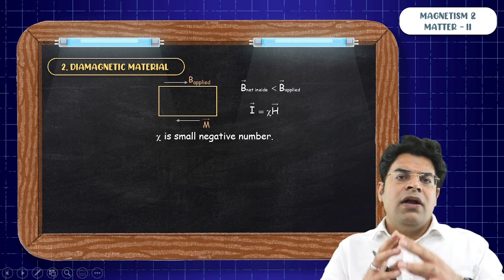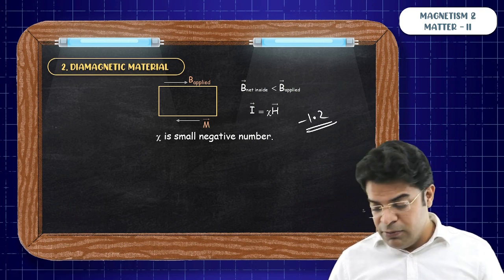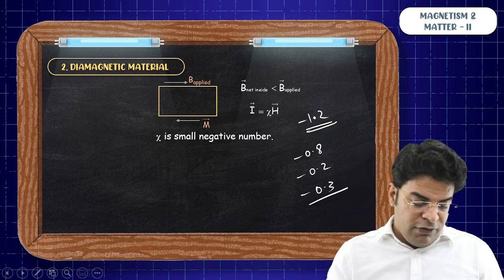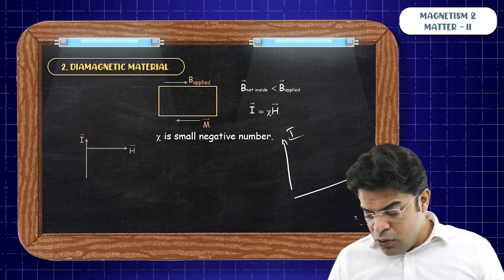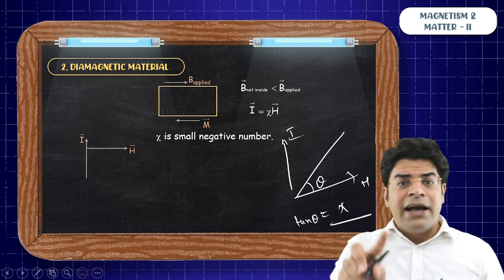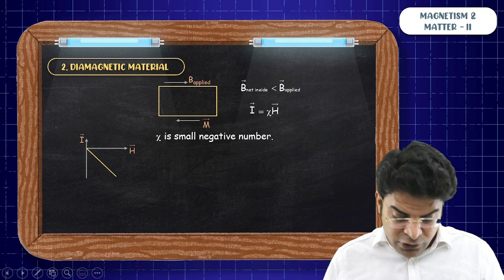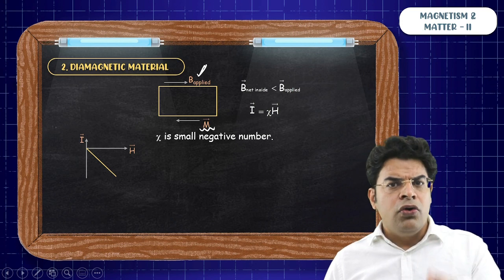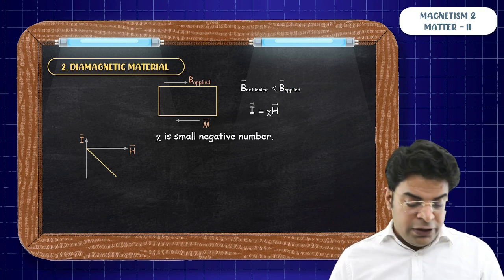Small means not large in magnitude. It can't be minus 1.2, right? It has to be a small negative number, kind of minus 0.8, minus 0.2, minus 0.3, a small but negative number. Now, if you think of the I-H graph, I have just told you the slope of the I-H graph gives you susceptibility. Now, for a diamagnetic substance, the susceptibility is negative. So, the slope of the graph is negative. So, a magnetic moment is developed in direction opposite to the applied magnetic field. It is no doubt proportional to the applied magnetic field, but in the opposite direction. Hence, you get a negative slope here.